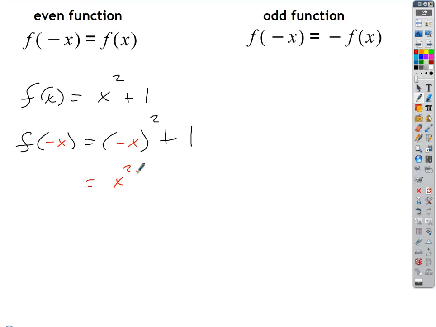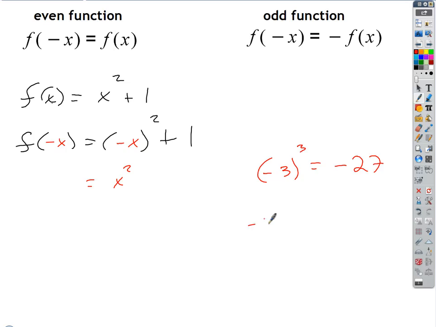Does that happen with any number or just only 1? It works with any number. So for example, if I take negative 3 cubed, what's the sign of my answer going to be? Negative, right? Because I got a negative to an odd power. And then 3 cubed is just 3 times 3 is 9 times 3 is 27, right?